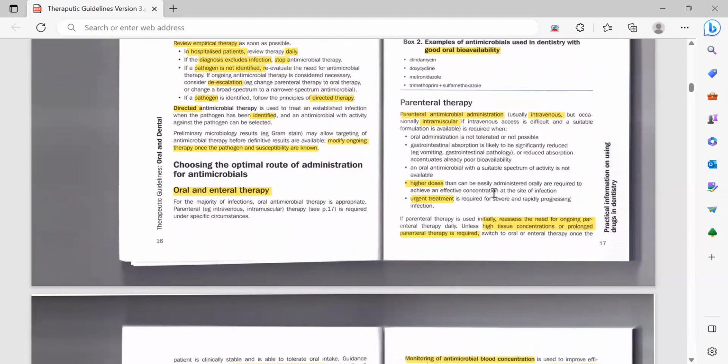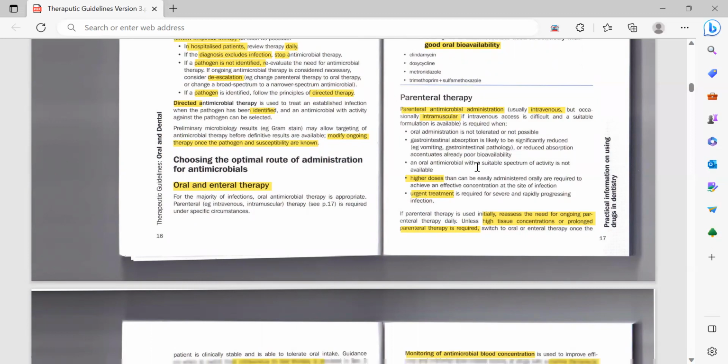Higher doses can be easily administered. If we really need higher doses of the antibiotic, then the parenteral route would be a good one. Or if we need urgent treatment, for example, if there is a patient of cellulitis or Ludwig's angina, we need to give the antibiotic as soon as possible. So in those cases, parenteral therapy would be the best one.